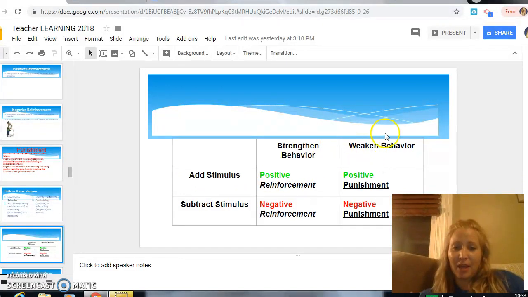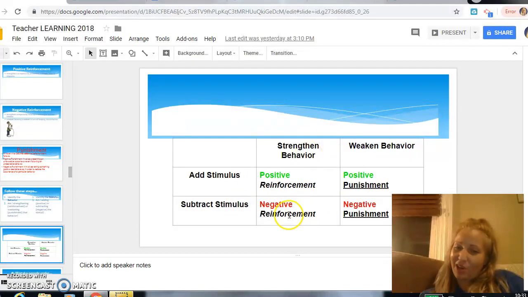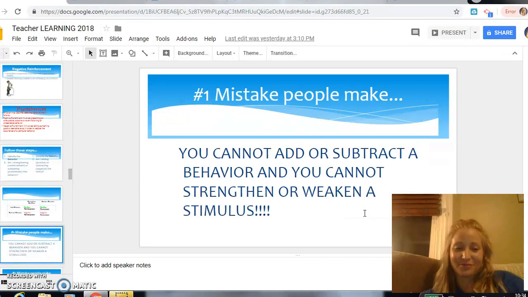If I'm weakening a behavior and adding a stimulus, positive punishment. Subtracting a stimulus, strengthening a behavior, negative reinforcement. And subtracting a stimulus and weakening a behavior, negative punishment. I highly recommend that you draw this lovely little chart on any of your tests that we have upcoming about classical conditioning, about operant conditioning.